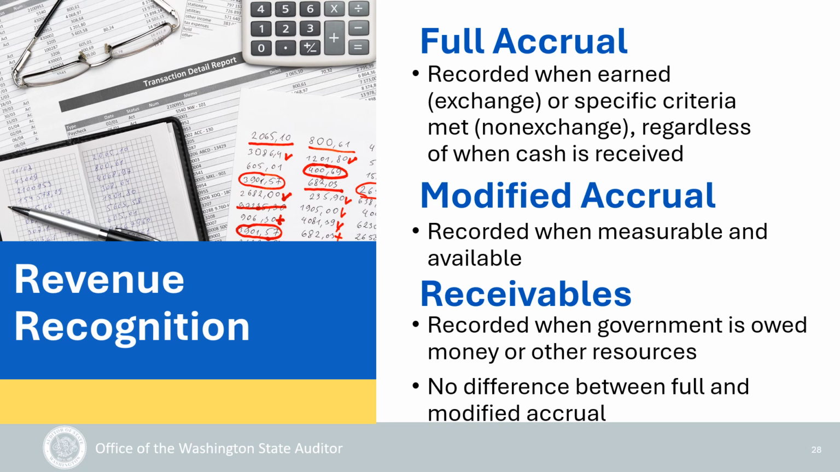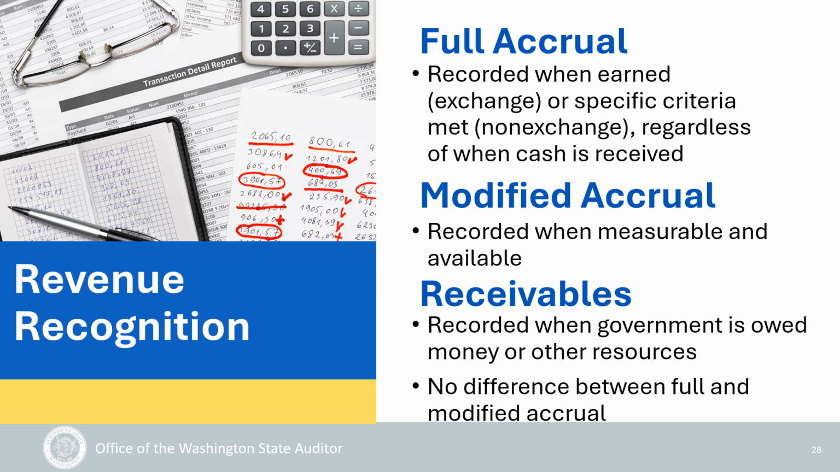Collectible within the current period means it was actually receipted during the fiscal year. Collectible soon enough thereafter means that it was collected shortly after the fiscal year end. This time frame is actually set by the government's policy. Some governments have a policy that says only amounts collected within 30 days of fiscal year end are available, and other governments have policies that say amounts collected within 60 days of fiscal year end are available. We'll practice this concept and some of the examples in a few minutes.